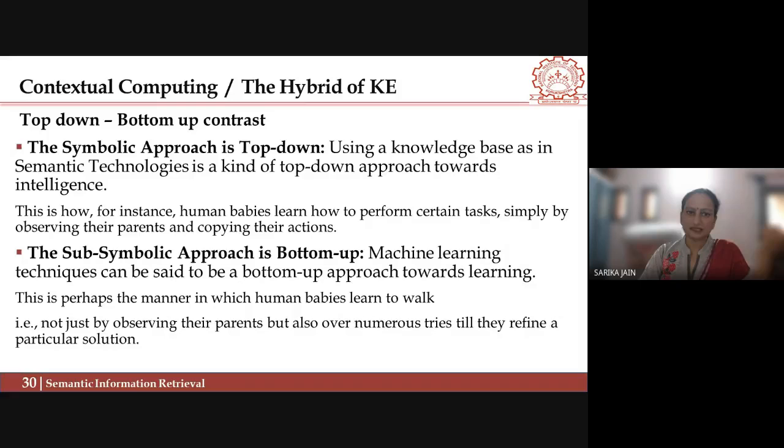While on the other hand, the sub-symbolic approach is bottom up. The ML techniques can be said to be a bottom-up approach towards learning. How? Here one is exposed to masses of unstructured data and you work out different patterns or correlations within the data. This is perhaps exactly the manner in which human babies learn how to walk. How do human babies learn to walk? It is not just by observing their parents, but also over the numerous tries they make. 1, 2, 3, they fall down, they get up. So this is how human babies learn to walk. This is the bottom-up approach, the ML approach, till they refine to a particular solution.